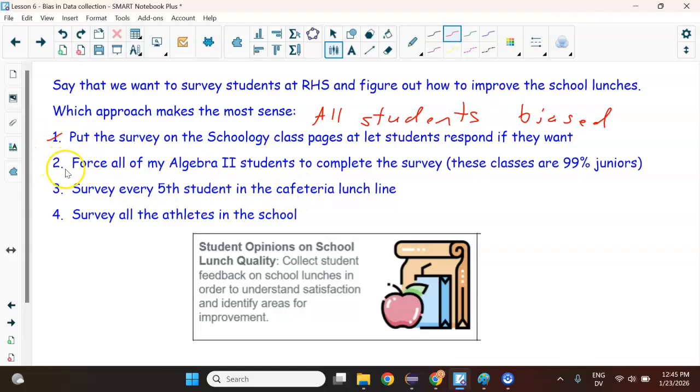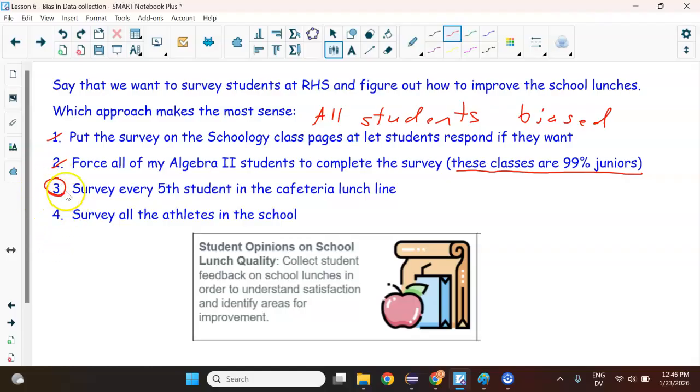Okay, and then number 2, again, it's not too bad, but I don't think it represents all RHS students. I have mostly juniors in my classes, and so if I did my Algebra 2 juniors, then I'm not taking into account the freshmen and the sophomores and the seniors and that stuff. So also not great. Okay, and then to me, this is by far the best.